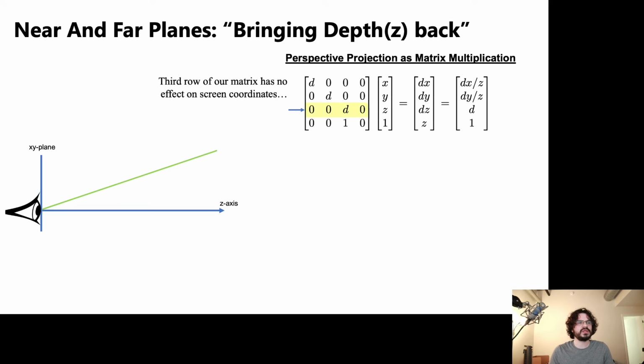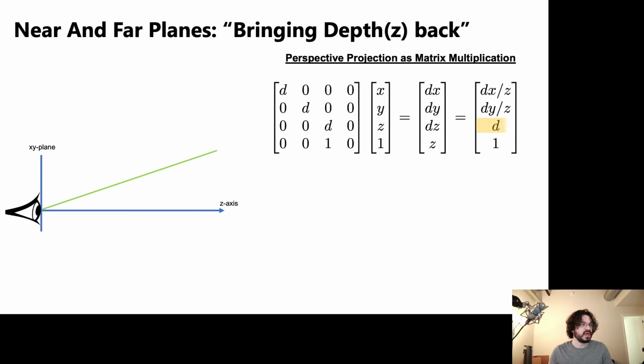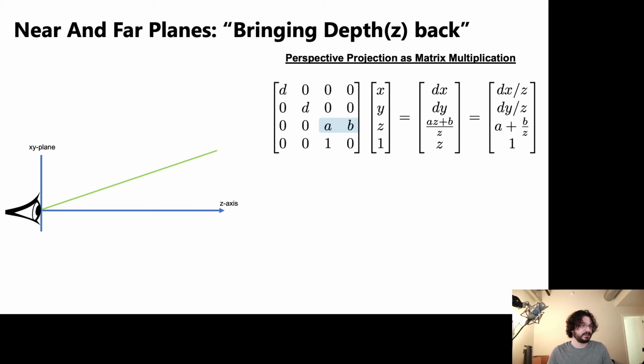Well, notice that we aren't really using this third row of our matrix for anything right now. The output, d, doesn't even depend on our input, x, y, z. So let's see if we can use it to keep track of depth instead. Now we can't actually change the third row of our matrix to turn this d on the right side into a z, because that would require a z squared before homogenization. And we can't change these two entries of our matrix without making our output z dependent on our input x and y coordinates. So we're left with these values to change, and the goal of carrying useful depth information over to the right side of our equation. So let's call these values a and b. And if we multiply this through, we get a plus b over z on the right side.